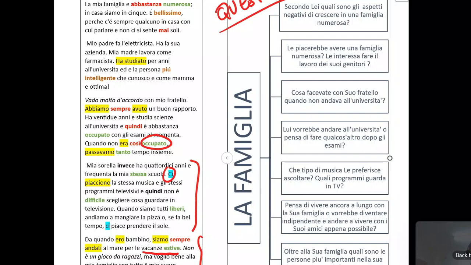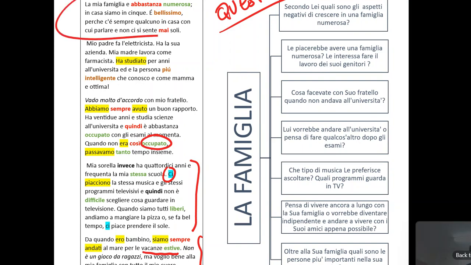But the questions that arise from this text are on the right column, and you should be using some sort of mind mapping tool that allows you to brainstorm those questions. Start with the first one. Starting with the first paragraph, you say that "la mia famiglia è abbastanza numerosa", quite a large family, and there is always someone to talk to. Never get bored because there is always someone around. "Non ci si sente mai soli."